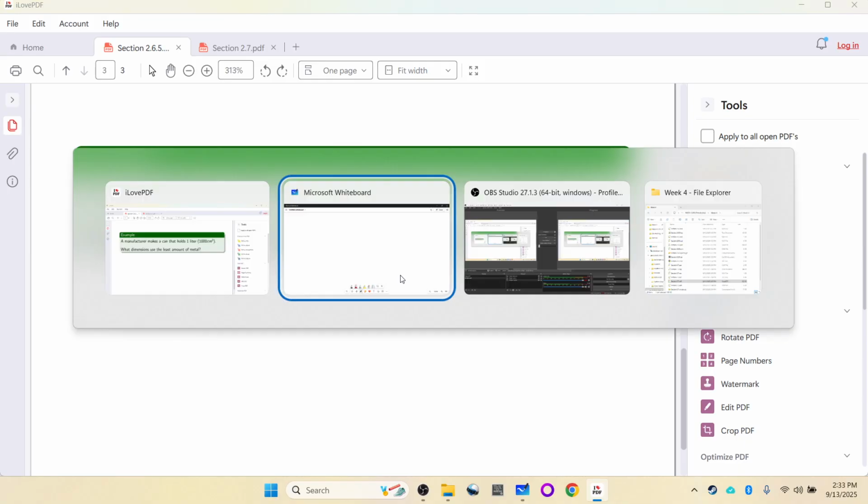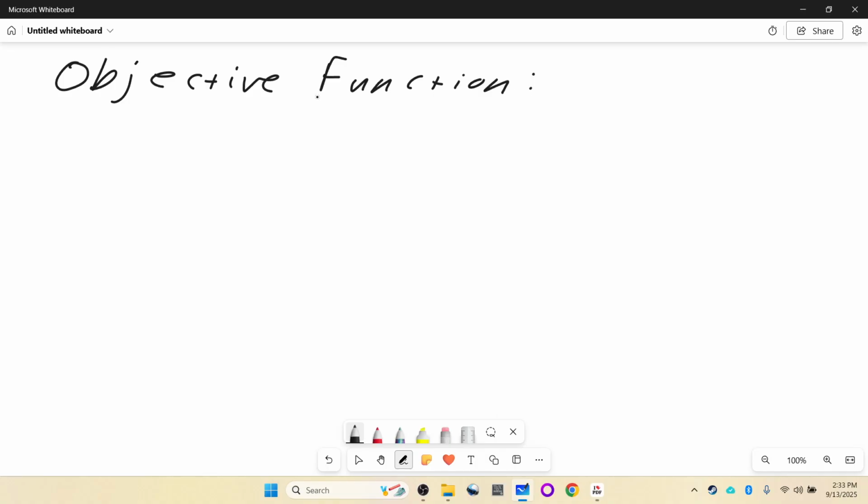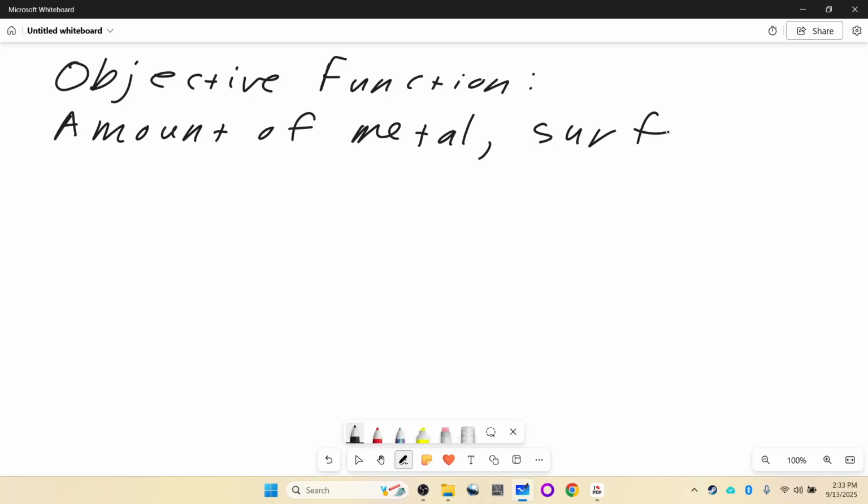So, I will give you the vocabulary here, although I won't insist you use it in this class. But we would say the objective function is a thing we're trying to find either the max or the minimum of. And the amount of metal, well, what is that called mathematically? It's called the surface area.